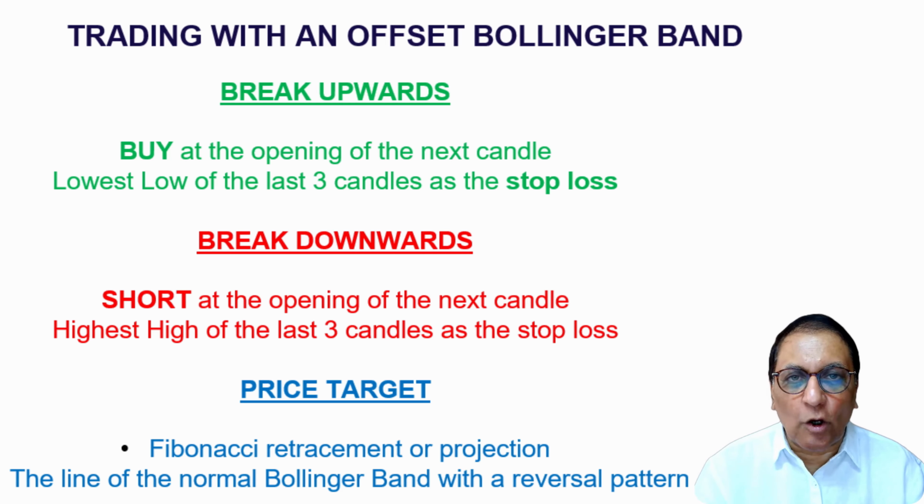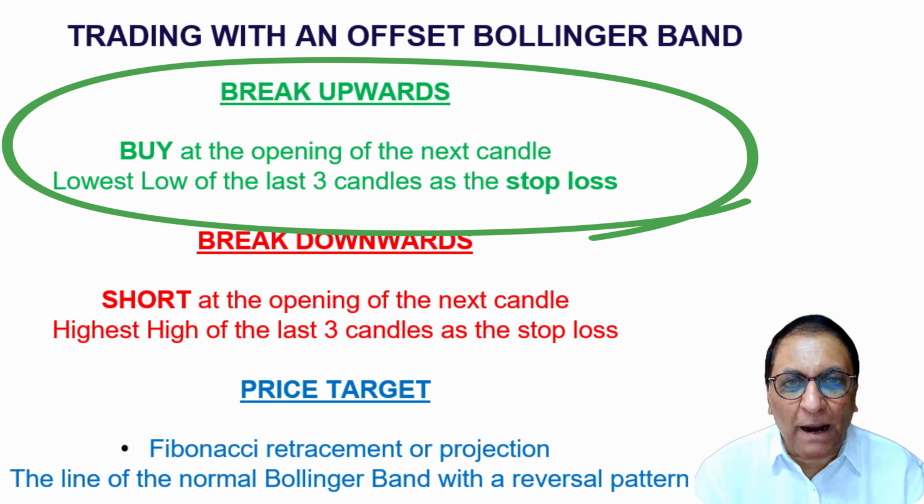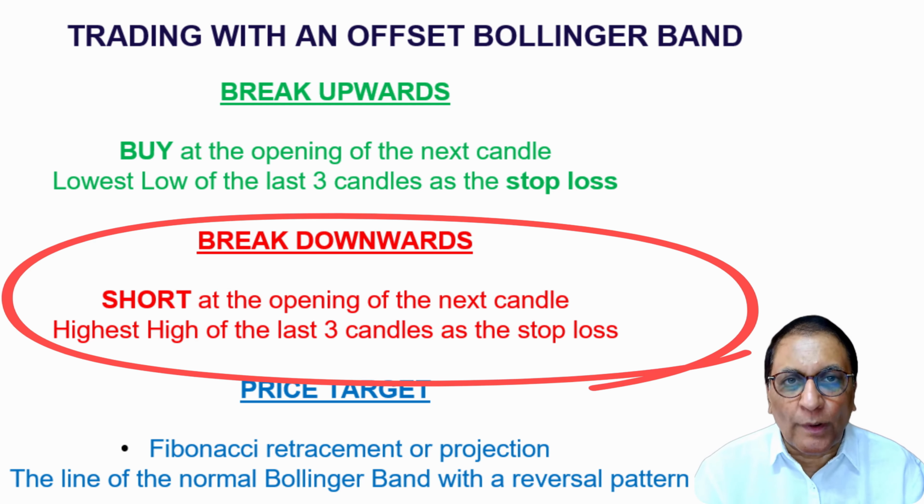When we exit the offset band in either direction, a trade is to be initiated the next day. If we break upwards, we buy at the opening of the next candle, keeping the lowest low of the last three candles as the stop loss. If we break downwards, we short at the opening of the next candle, keeping the high of the last three candles as the stop loss.